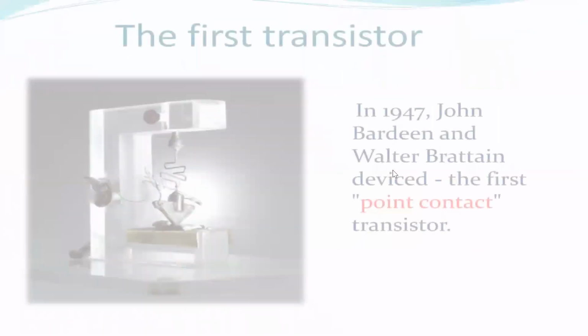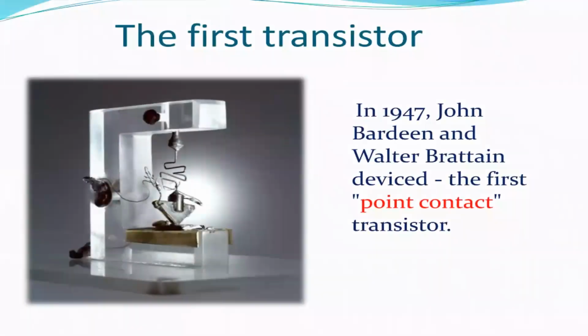The first transistor was invented in 1947. This is the transistor image which was invented in the year 1947. John Bardeen and Walter Brattain devised the first point contact transistor.